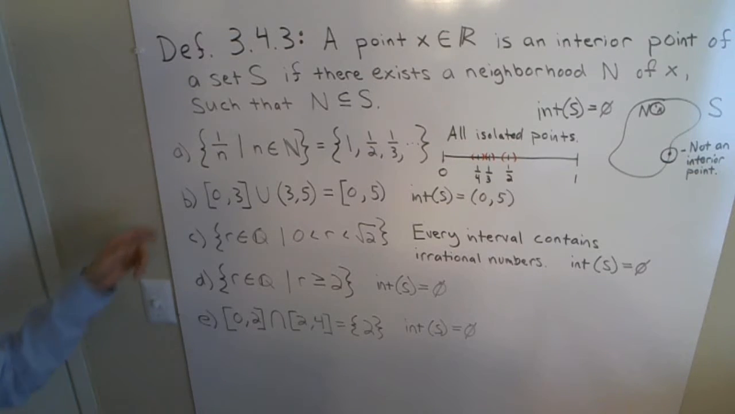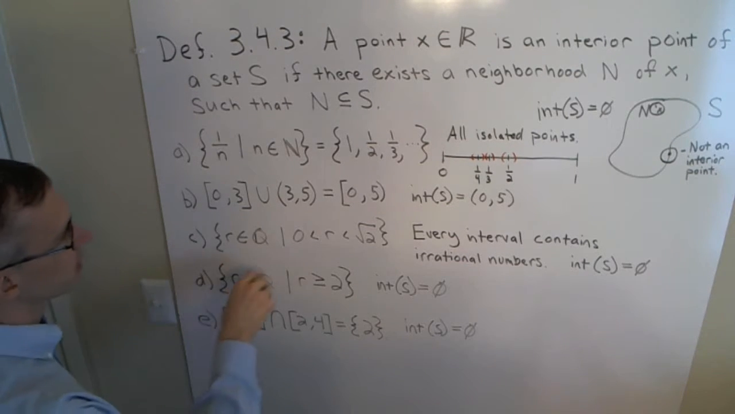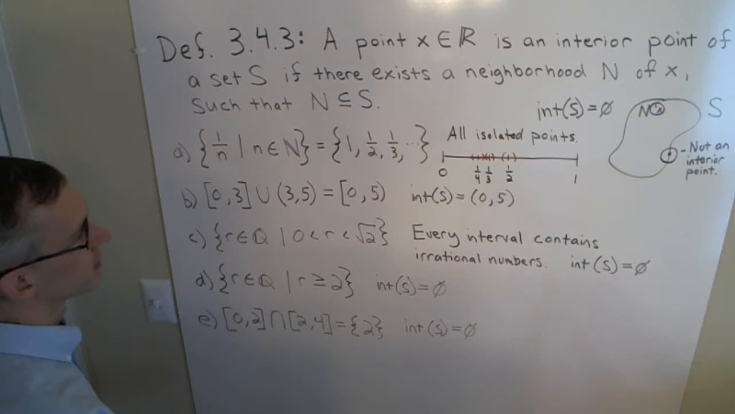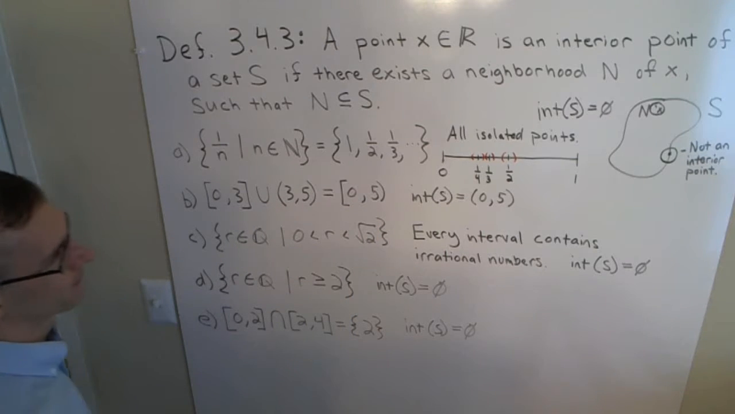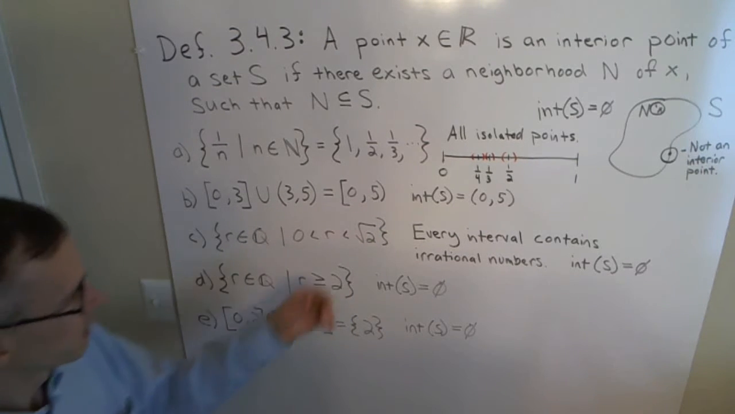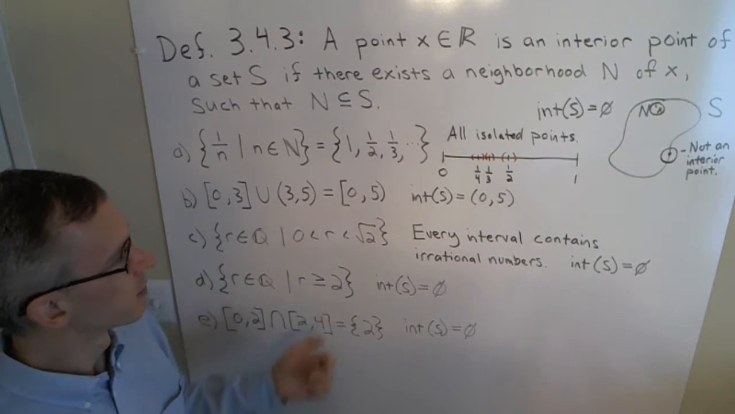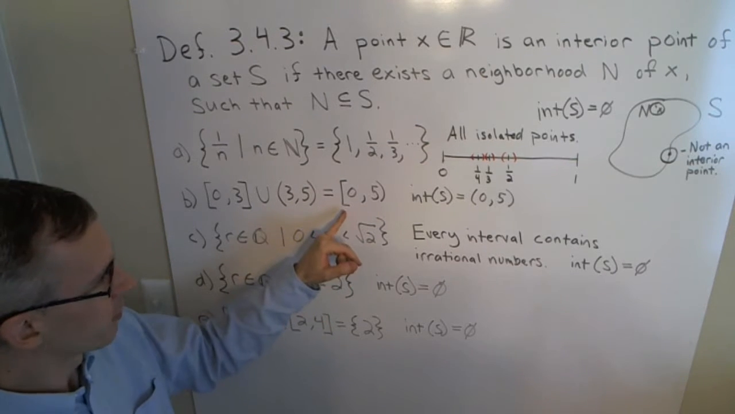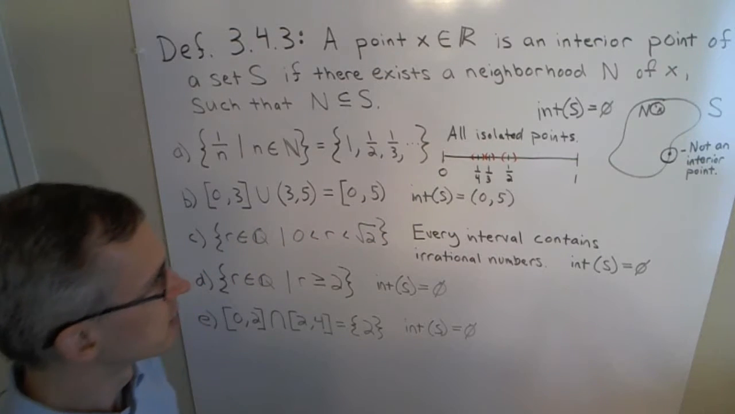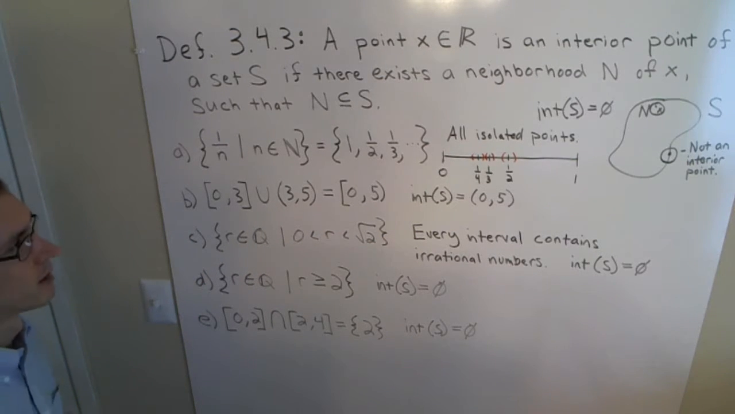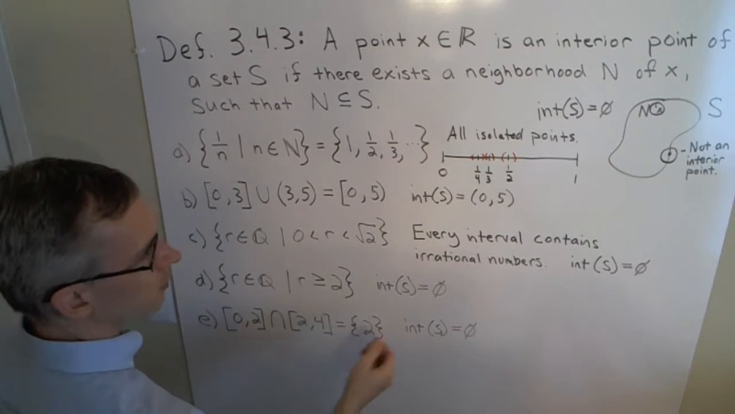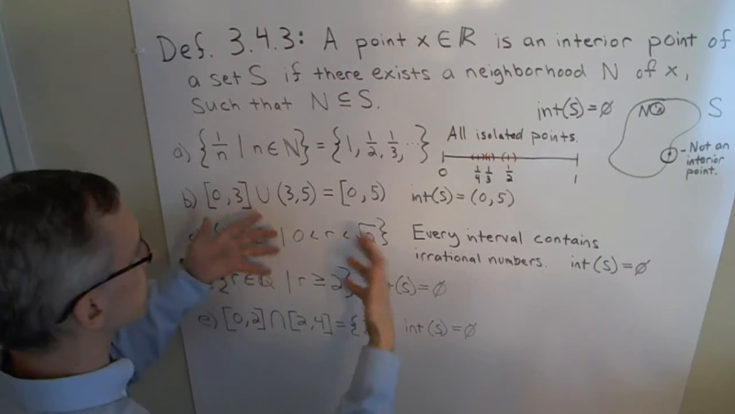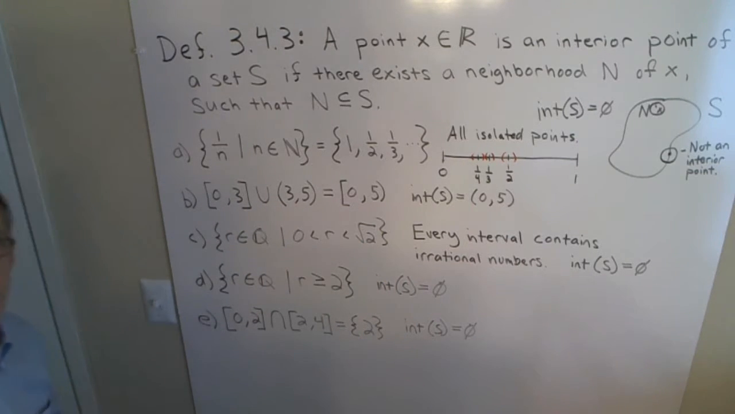In part B, the union of the closed set 0 to 3 and the open set 3 to 5, we have the half-open interval 0 to 5. Now the interior of this is going to be all the points that are not boundary points. The only boundary is 0, so the interior is the open interval 0 to 5. Around any point between 0 and 5, we can draw a neighborhood around those that's contained entirely inside that set. So all those points are interior.